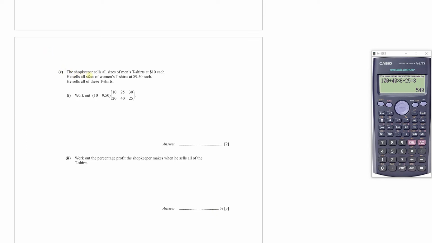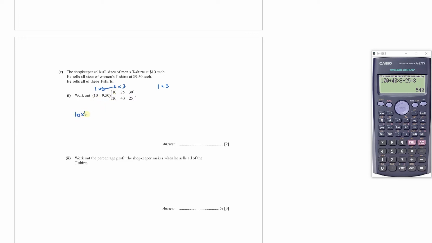Part C: the shopkeeper sells all sizes of men t-shirt at $10 and women t-shirts at 9.5 each. He sells all of these shirts. So work out this matrix. This is one row and two columns, and this is 2 rows and 3 columns. The columns here are equal to the rows, so they cancel out, and you will be left with 1 by 3. So let's multiply this row by this column.